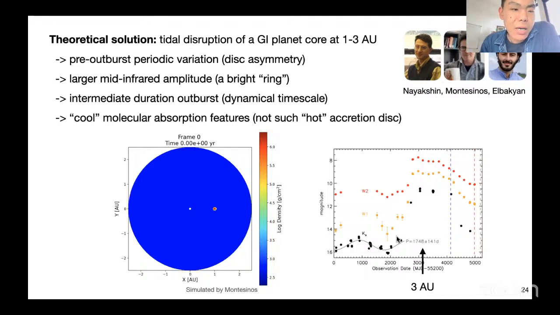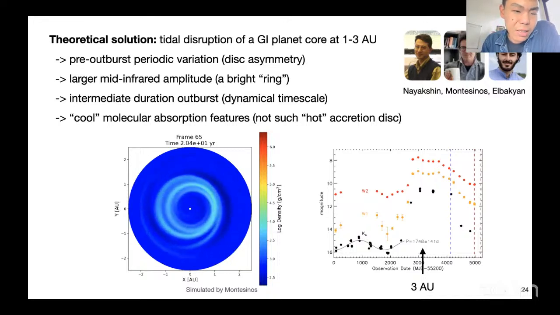We can also understand why there is an intermediate duration of the outburst, not like FUor-type, which keeps brightening for several decades. This object only has a brightening stage of about 2000 days, which is equivalent to the dynamical timescale of the radius. And we can also detect some cool molecular absorption features because we're looking at a hot inner ring instead of a hot inner disk directly linked to the star. So here is a simulation made by Matthias Montesinos earlier this week. It shows how a gas giant planet got tidally disrupted by the central star at the formed ring structure at 1 AU.